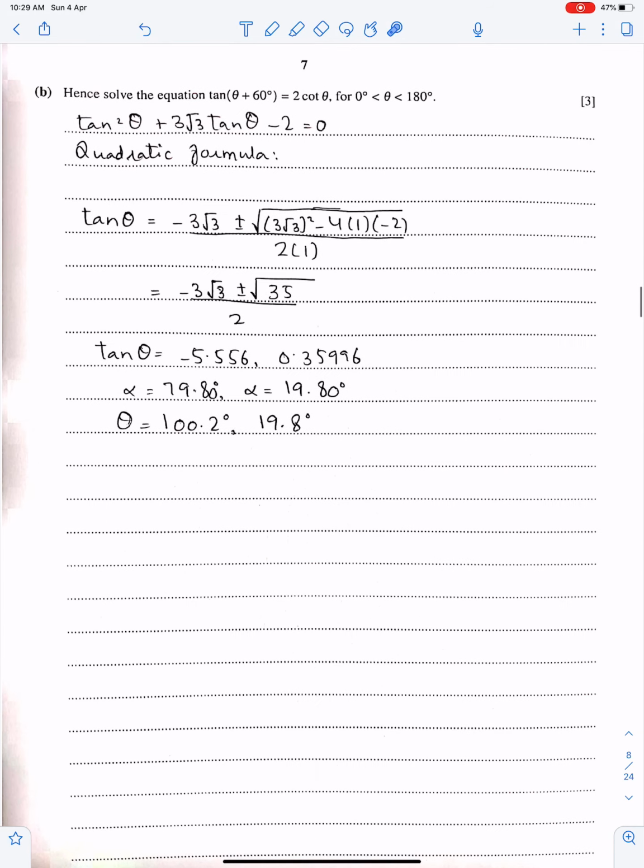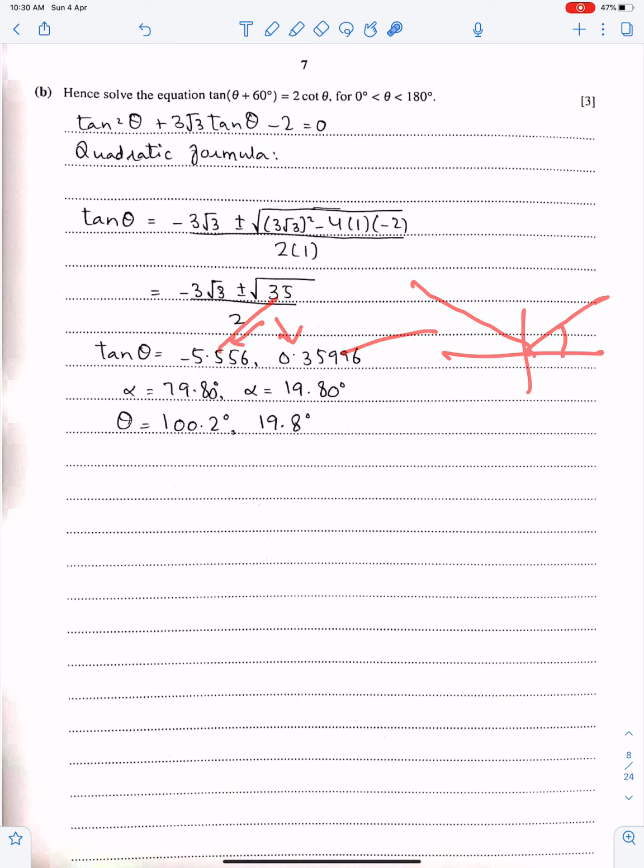Hence solve this equation for this domain. This domain means you need to work in the first and second quadrants only. So number one, use the quadratic formula, because this is a quadratic equation and breaking the middle term is not possible. Get two values of tan theta. Make sure you write tan theta on the left hand side because the variable is tan theta. You are getting these two values. This number means tan is in the first quadrant and this number means tan is in the second quadrant.